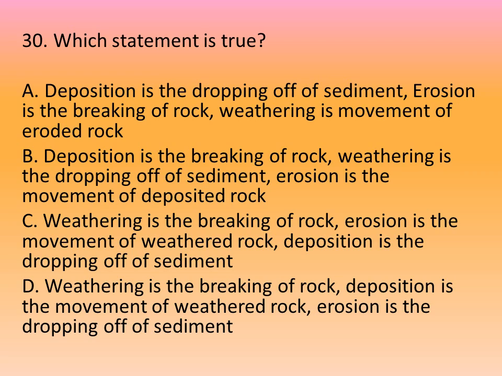Number 30. Which statement is true? A. Deposition is the dropping off of sediment. Erosion is the breaking of rock. Weathering is movement of eroded rock. B. Deposition is the breaking of rock. Weathering is the dropping off of sediment. Erosion is the movement of deposited rock. C. Weathering is the breaking of rock. Erosion is the movement of weathered rock. Deposition is a dropping off of sediment.